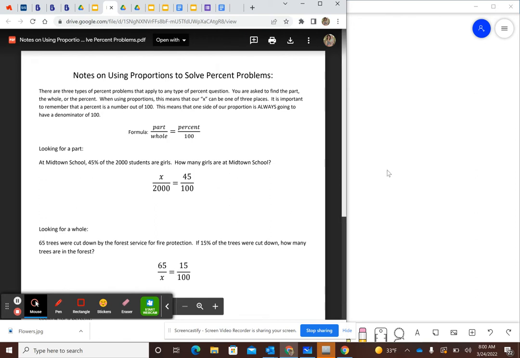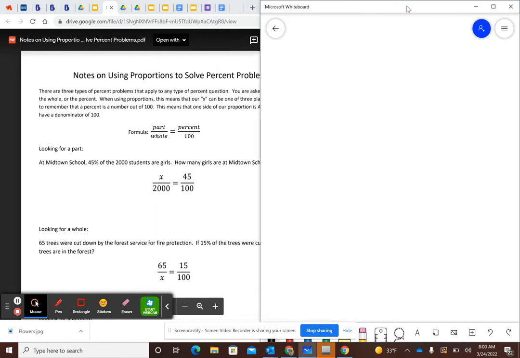Okay. So technically, there are going to be three types of problems that we're going to be solving. One of the types is where you're going to find the part of the whole. The second type is where you're going to be finding the whole or the total amount. And then lastly, where you're calculating the percent. Okay, so for all of these problems, you can set up and use a proportion to solve them.